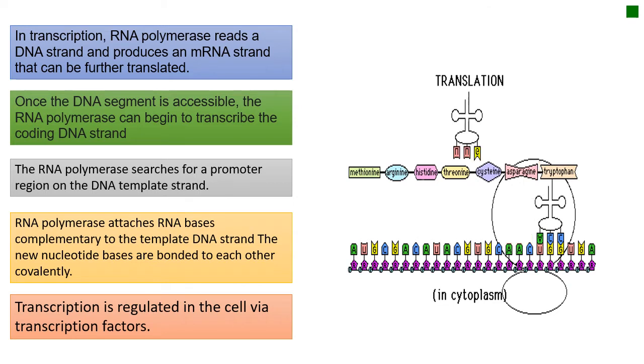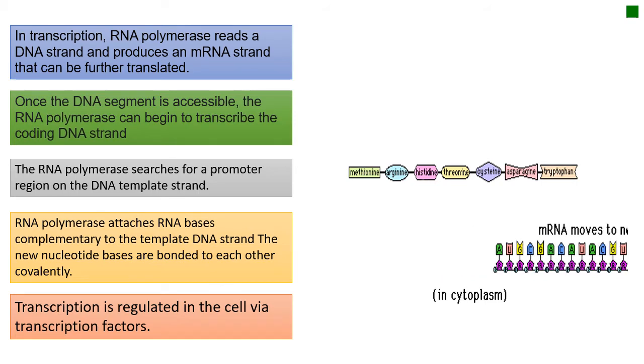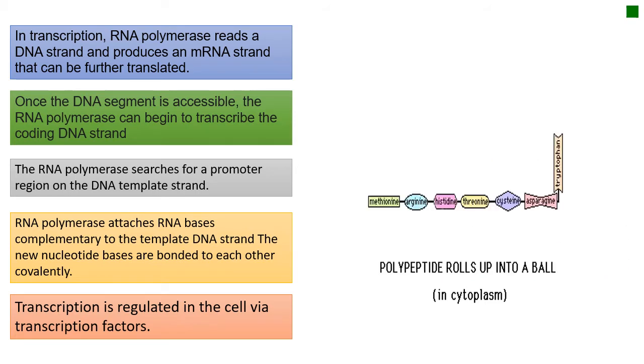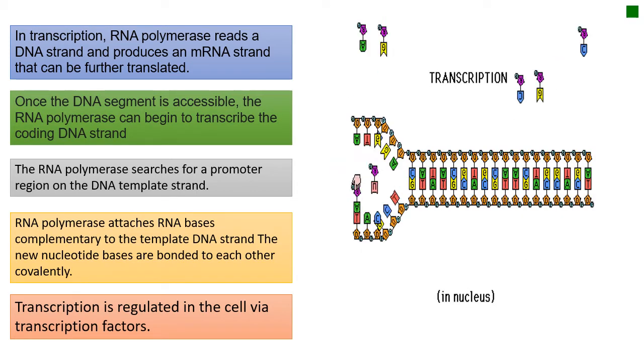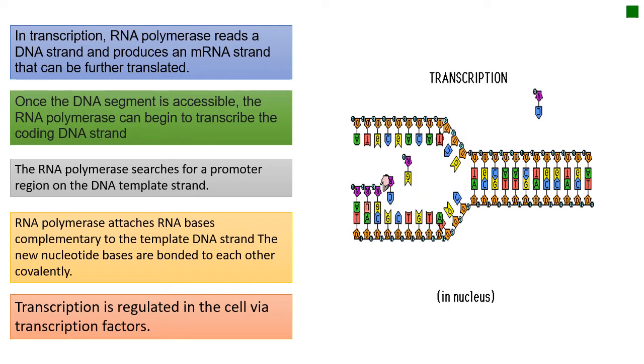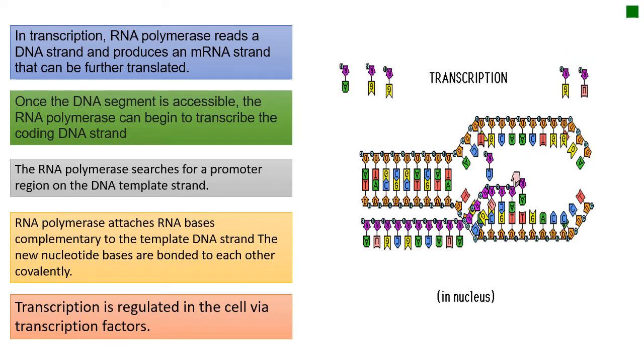Therefore, it should be unzipped first so that there will be access to the DNA strand. Once a DNA segment is accessible, the RNA polymerase can begin to transcribe the coding DNA strand by pairing RNA nucleotides to the template DNA strand. During the initial transcription phase, the RNA polymerase searches for the promoter region. Once the RNA polymerase binds to this promoter region on the DNA template strand, it begins to read the template in the 3' to 5' direction.